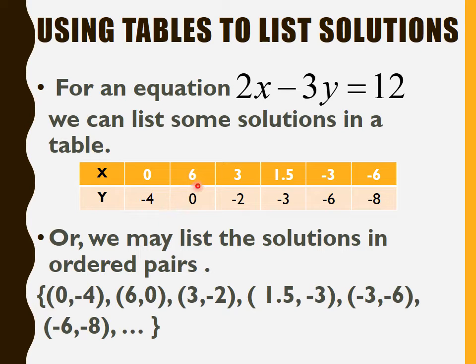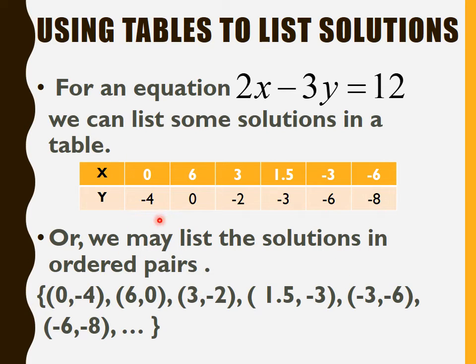Similarly, we can take different values of x and for those we will get different values of y. After substituting the numbers here in the table for x and y which satisfy this given equation, we may also write down the list of the solutions in ordered pairs.